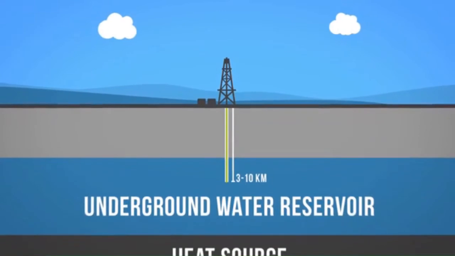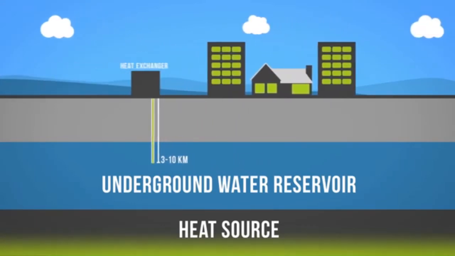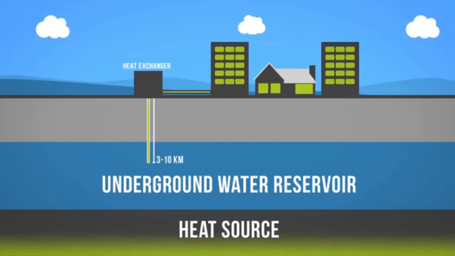Hot water from the earth may be directly extracted to heat homes and buildings. This is done either by directly circulating the hot water through buildings or by pumping it through a heat exchanger that transfers the heat to the building.